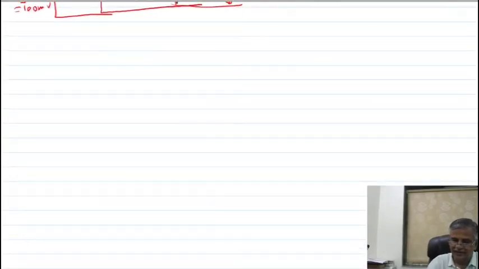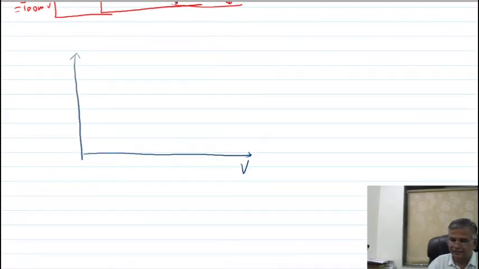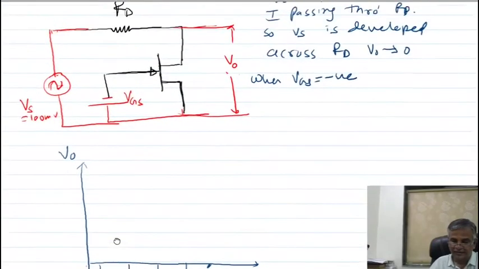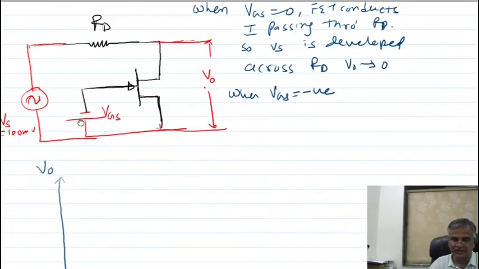As I make the gate voltage negative, VGS is 0, so I have written that your output is nearly 0. As you make this negative, -1, -2, -3, -4, what will happen? Look here.